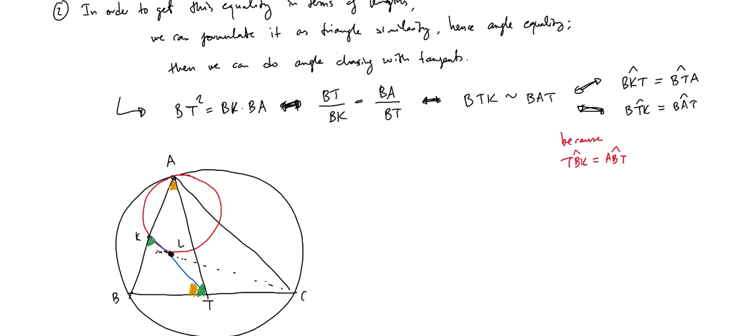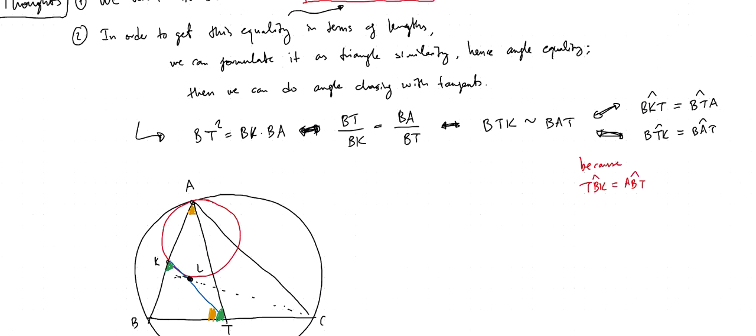Yeah, sorry, can you say it again, Kerem? Because if we know that BT is tangent to the circumcircle of AKT, then we know that angle BTK is equal to angle KAT. Yeah, well, we don't know this. This is what we want to prove, right? What we want to prove is that BT is tangent.